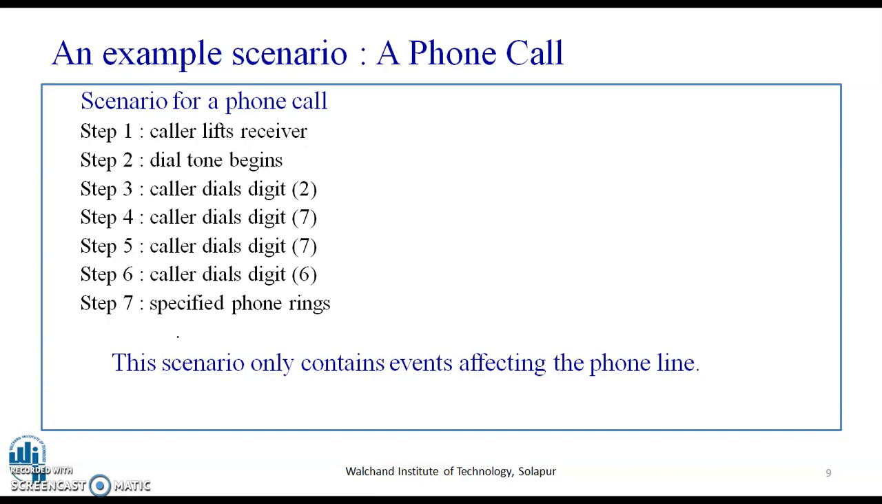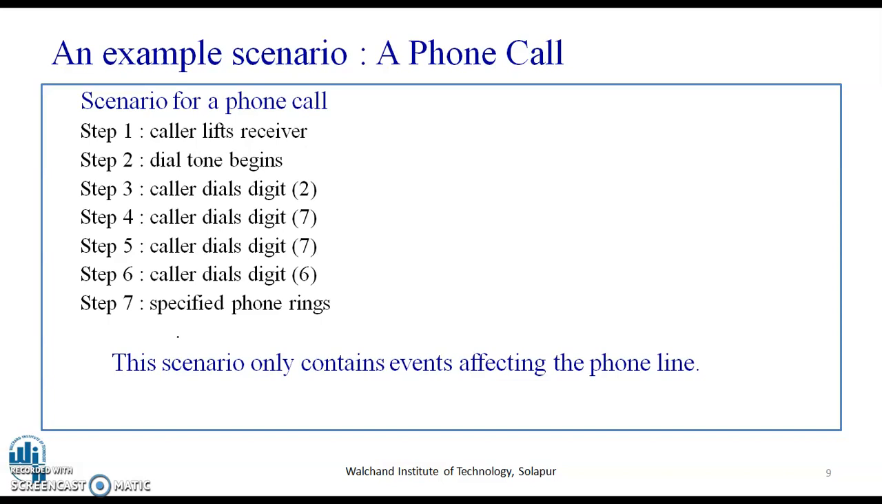So here, in step one, obviously the caller lifts the receiver, then you hear the dial tone. After hearing the dial tone, you dial the digits, and then the phone rings, and then the phone gets connected, communication is established, and then the phone is disconnected. So all these steps are expected to be written properly in a scenario. Now, one more thing to be mentioned here is that this scenario only contains events affecting the phone line.